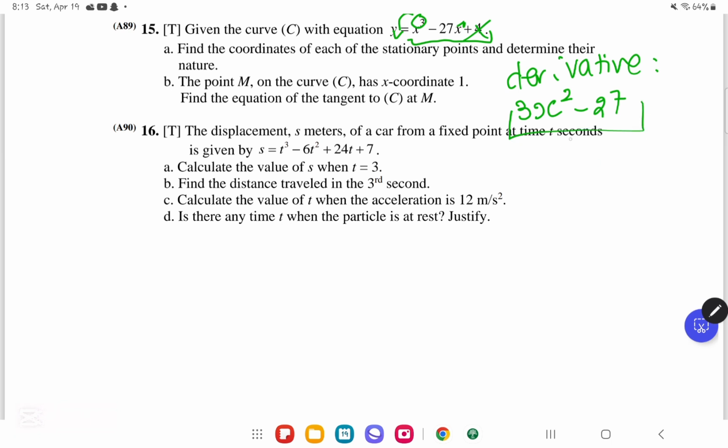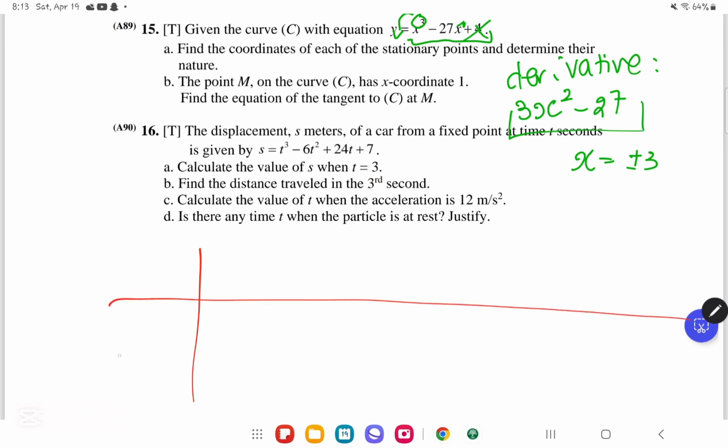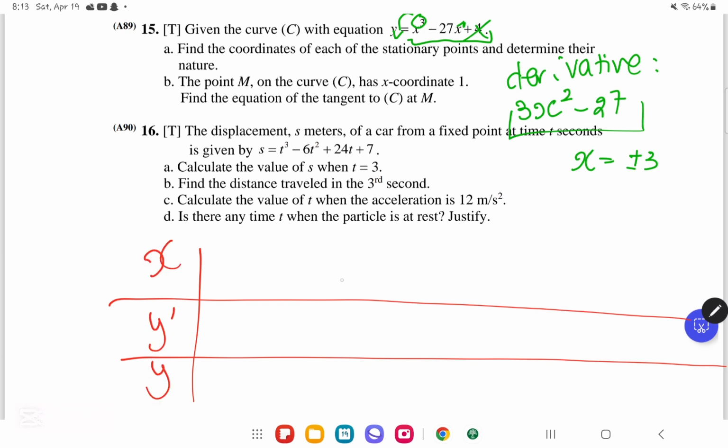If you solve it, you're going to get that the value of x is equal to what? The value of x is equal to plus or minus 3. Okay, now this is something very, very, very important. Look why. We're going to draw the table of variation. You're going to have 1, 2. Okay, let's just do 1 like this for now. Over here, we're going to have x, we're going to have y prime, and we're going to have y. Okay?